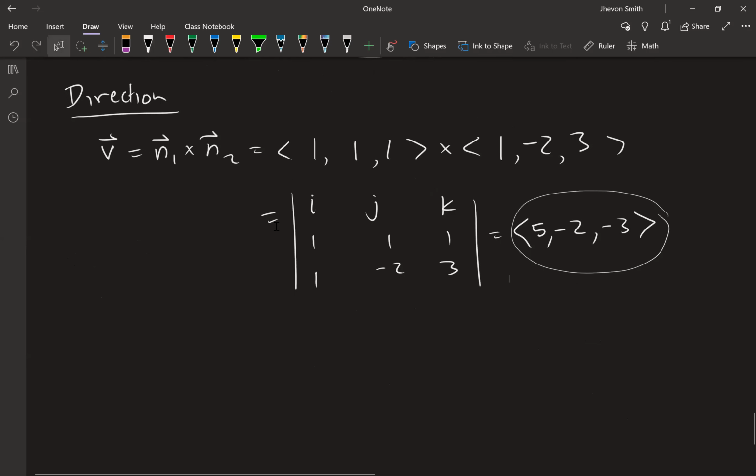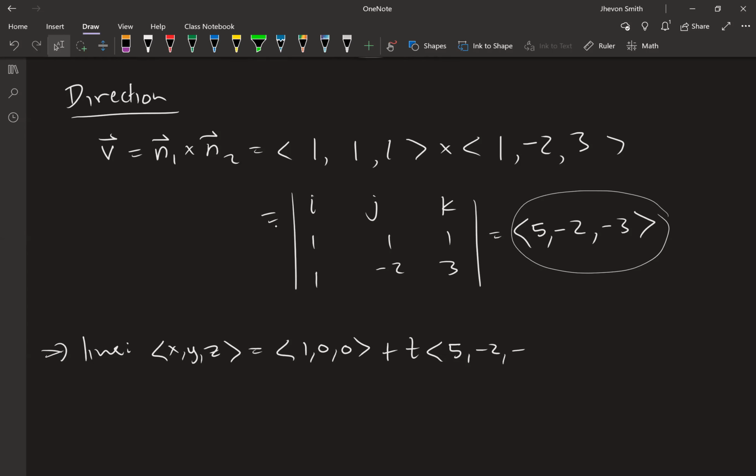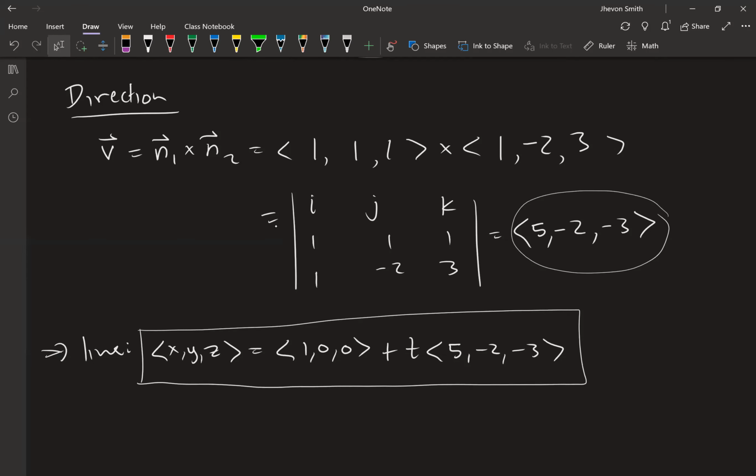And then you put those together. So this means that your line is going to be (x, y, z) equals the point (1, 0, 0) plus t times the direction vector (5, -2, -3). That's the vector equation of the line, and the problem didn't specify which form it wanted, so that's fine.